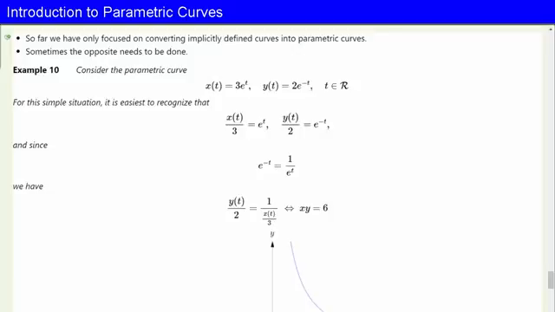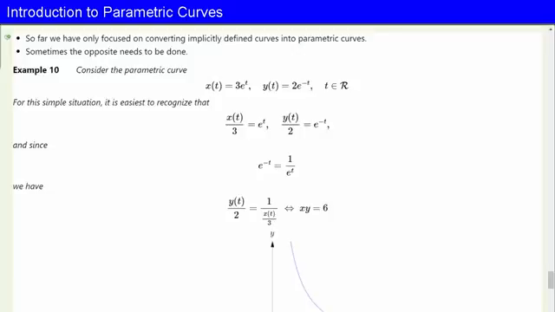So far, I have focused on converting implicitly defined curves into parametric curves. Sometimes we need to go the other way. That is, we are given a parametric version of a curve and we want to get an implicit version. Some examples will suffice to show how we do this. For our first example, consider the parametric curve x of t equals 3e to the t, y of t equals 2e to the minus t, and let t cover the entire real line.